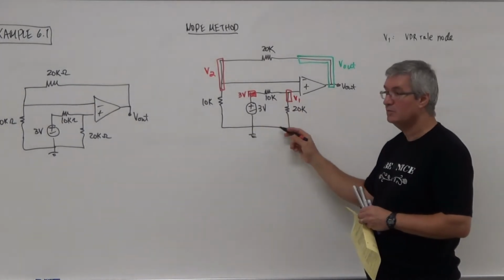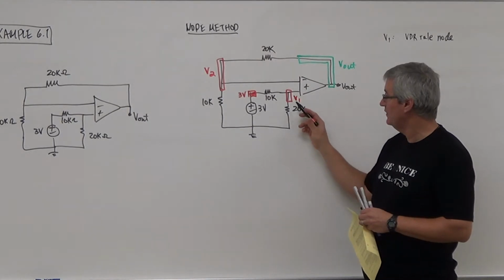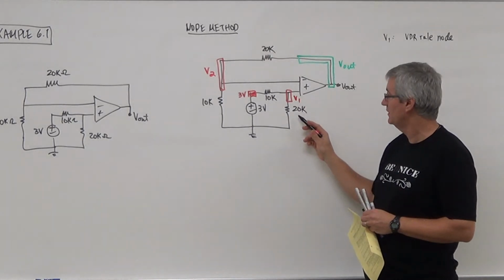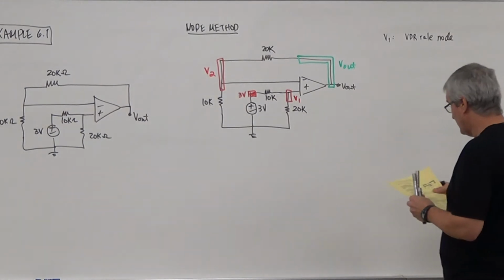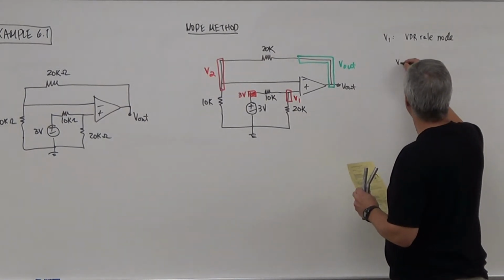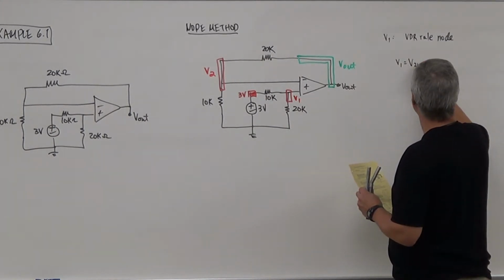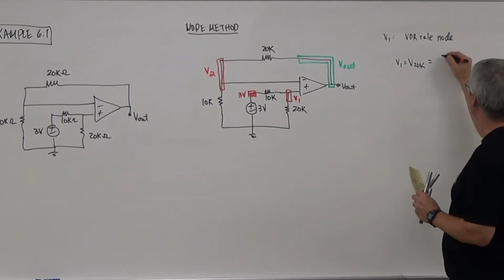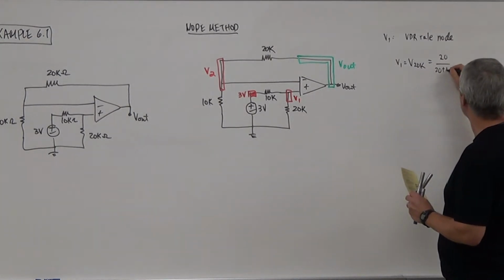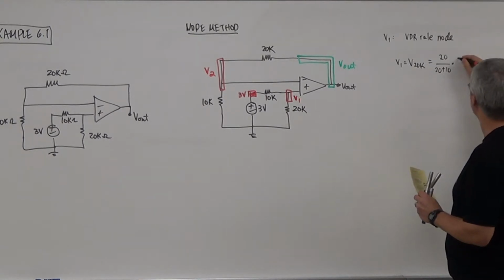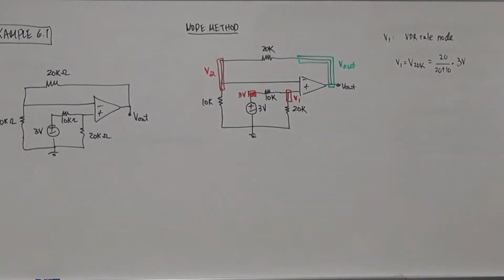If I look at the voltage divider rule here, you can see that V1 is the voltage across the 20K. If I use VDR, it's got to be 20 over 20 plus 10, times the voltage, 3 volts. So you can see this is 30 to 3, so that's a 10. 10 into 20 gives me 2 volts. So immediately I get that V1 is 2 volts.